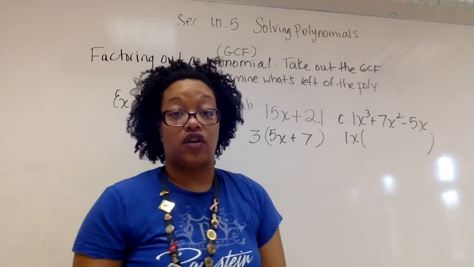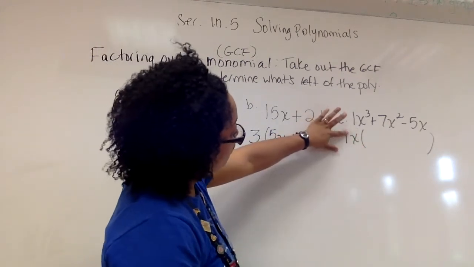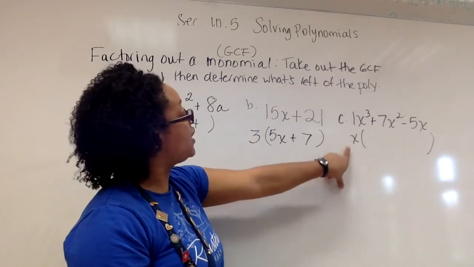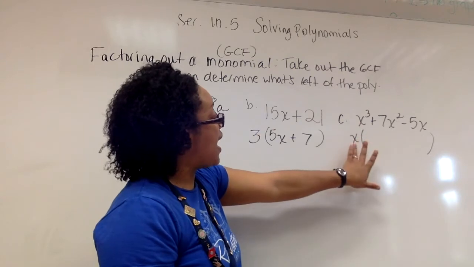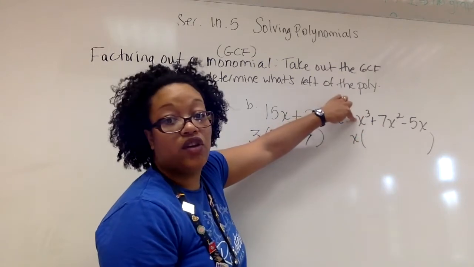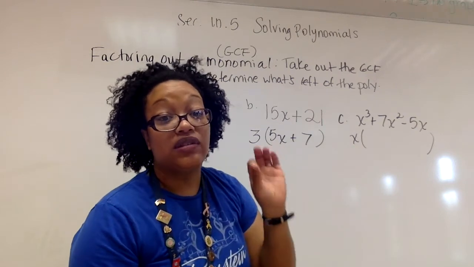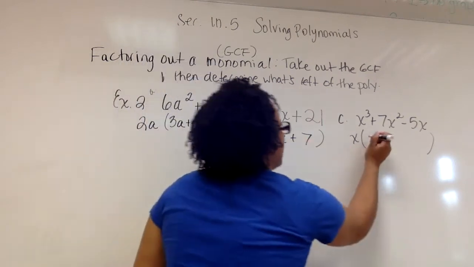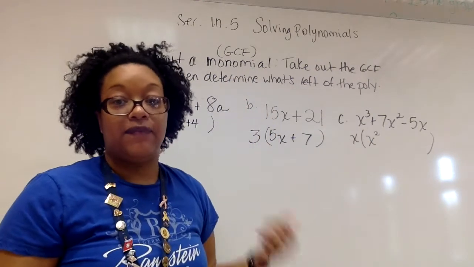Take it one term at a time. I'm just going to erase that because you know that's invisible. If I have x, let me get rid of that one too. If I have x and I want to get x cubed, what would I have to multiply the x by? Hopefully you will say x squared. X times x squared gives you the x cubed, all right?